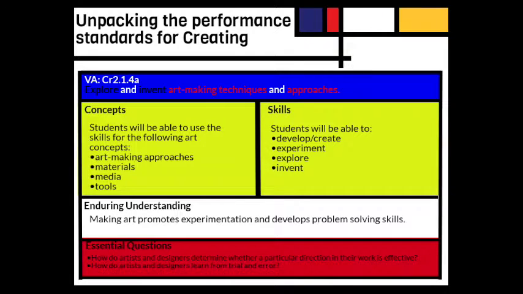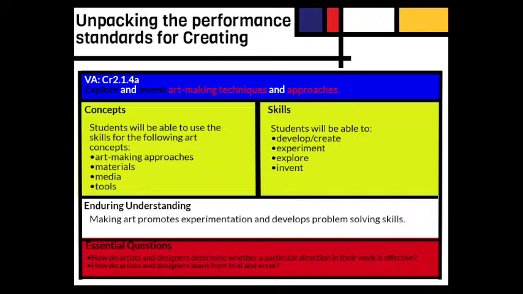Take a look at my performing standard for creating: explore and invent art-making techniques and approaches. The words in black are my verbs. The words in red are my nouns. So in this case, explore and invent are the verbs. Art-making techniques and approaches are the nouns. The nouns are the concepts that I need my students to know.